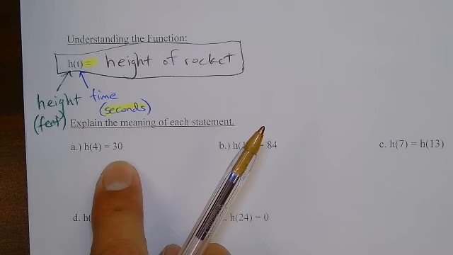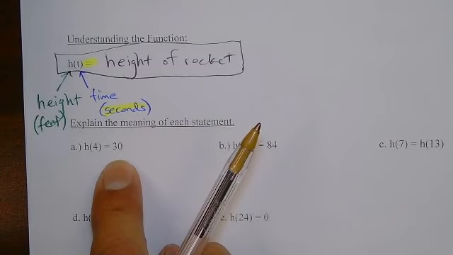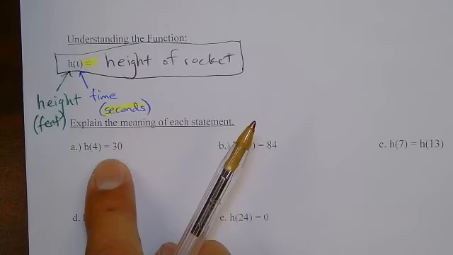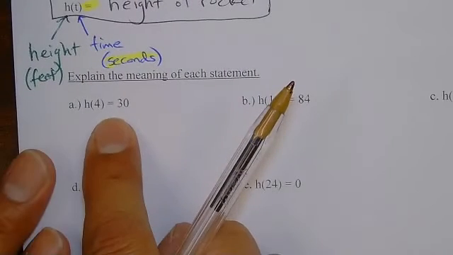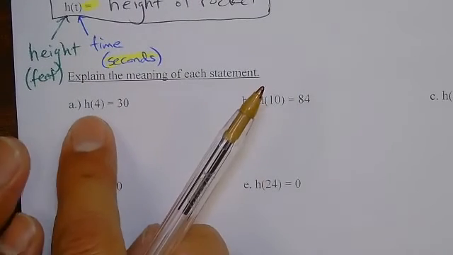The height was 30 feet and it was 4 seconds. Can you say that again, please? The height was 30 feet and it was 4 seconds. You guys understand that? Yeah. Great, that's it. That's what this is saying.